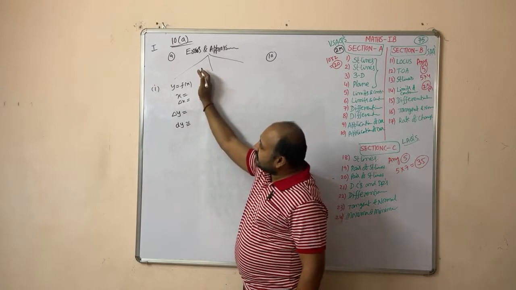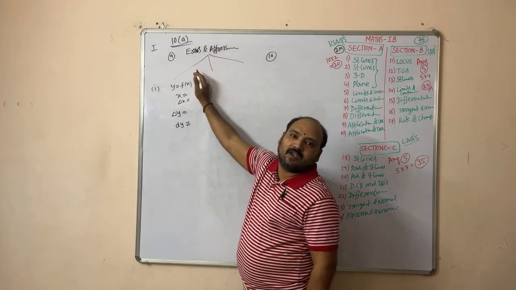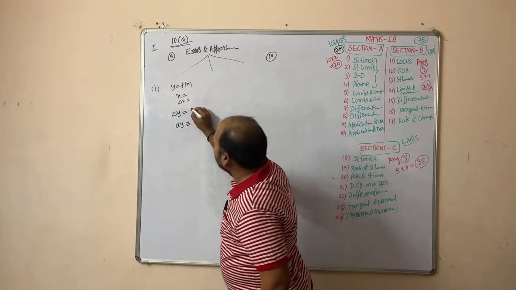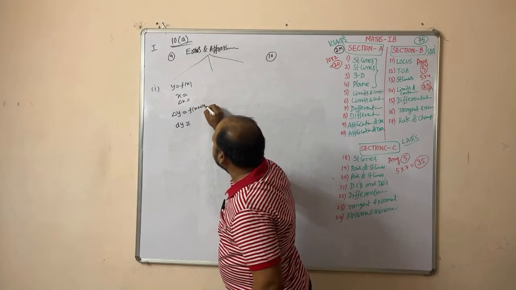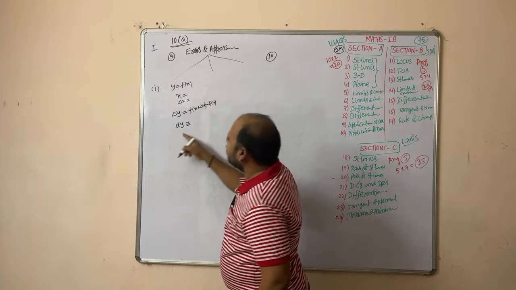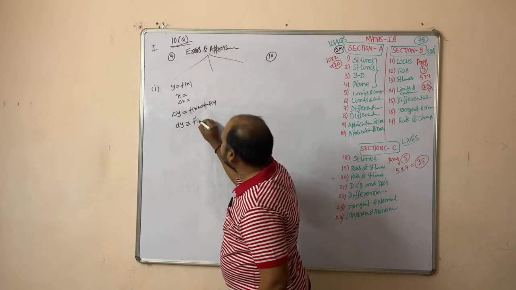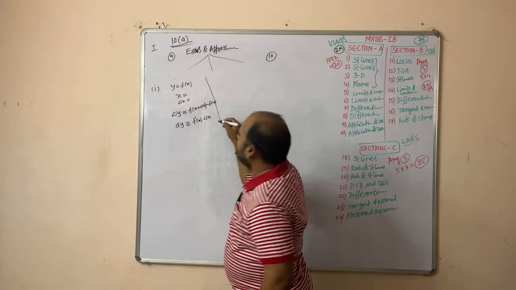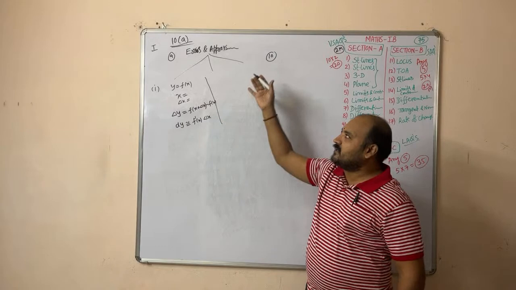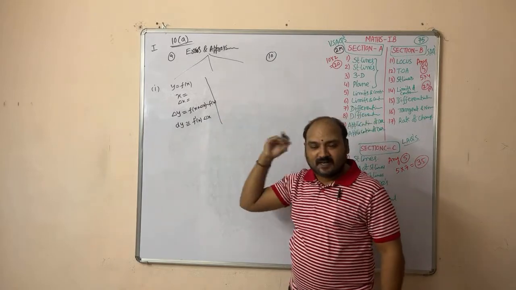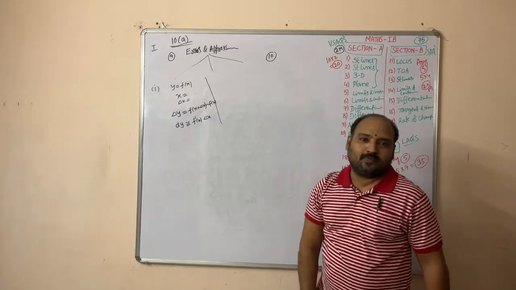If you are perfect in this, you are able to attempt question number 9. The delta y formula is f of x plus delta x minus f of x. The dy formula is f dash of x into delta x. I have already given this in the playlist, the application of derivatives complete exercise. Each and every question I explained.